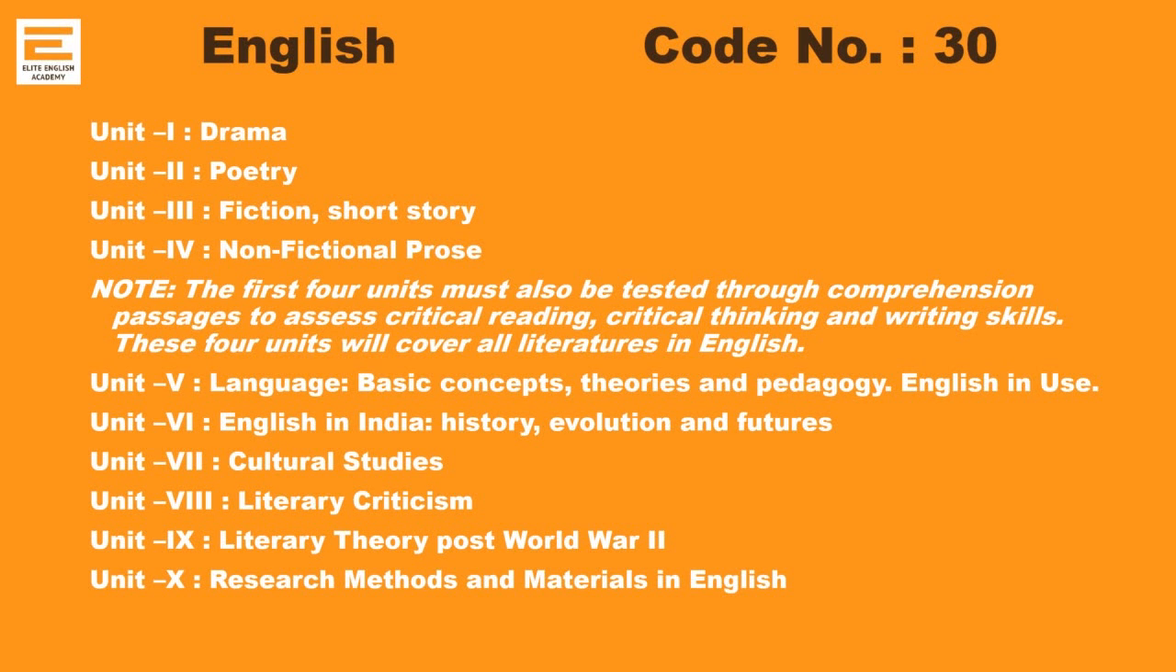Then the remaining 3 units, Unit 7 Cultural Studies, Unit 8 Literary Criticism, Unit 9 Literary Theory Post-World War, that has to be studied in sequence. First, literary criticism, that is classical criticism up to the 20th century. Then afterwards, literary theories. Then afterwards, cultural studies. If you study in sequence like that, it will be very useful to recall, and from the exam point of view, you can do it in a better way.